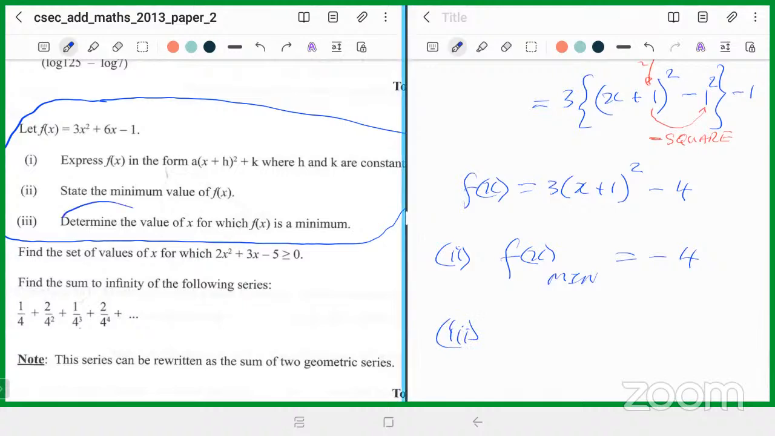It is a minimum. When is it minimum? It is minimum when the bracketed term is equal to 0, which is when x is equal to -1. If we transpose the 1, and that is it. Let's say now the term that finishes that question. Done.